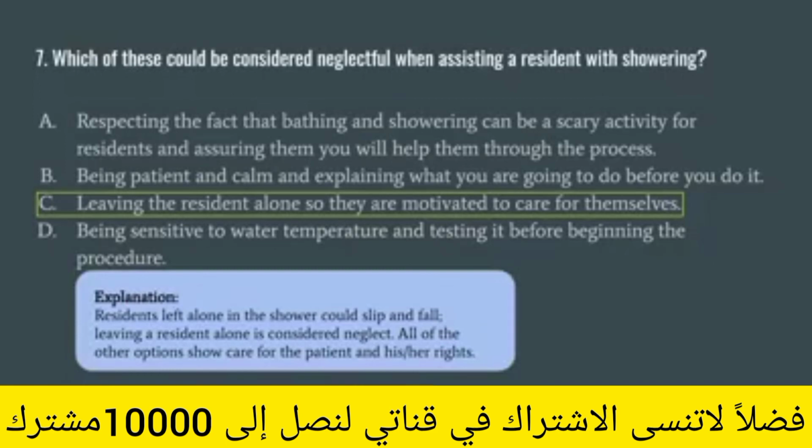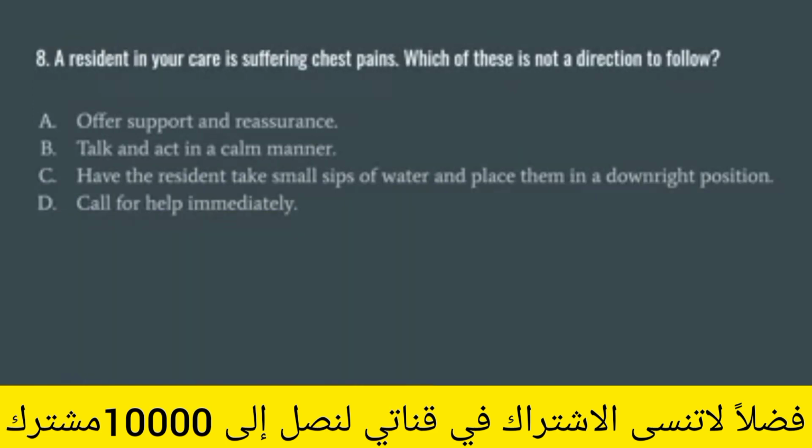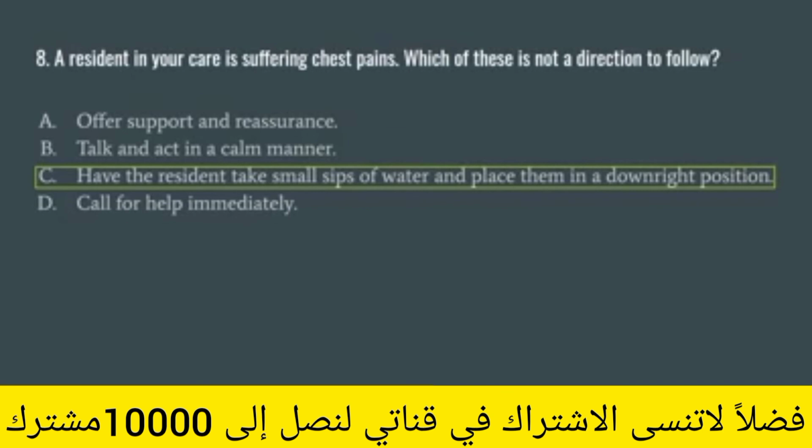Question 8. A resident in your care is suffering chest pains. Which of these is not a direction to follow? A. Offer support and reassurance. B. Talk and act in a calm manner. C. Have the resident take small sips of water and place them in a prone position. D. Call for help immediately. Question 8 answer, C. Have the resident take small sips of water and place them in a prone position.